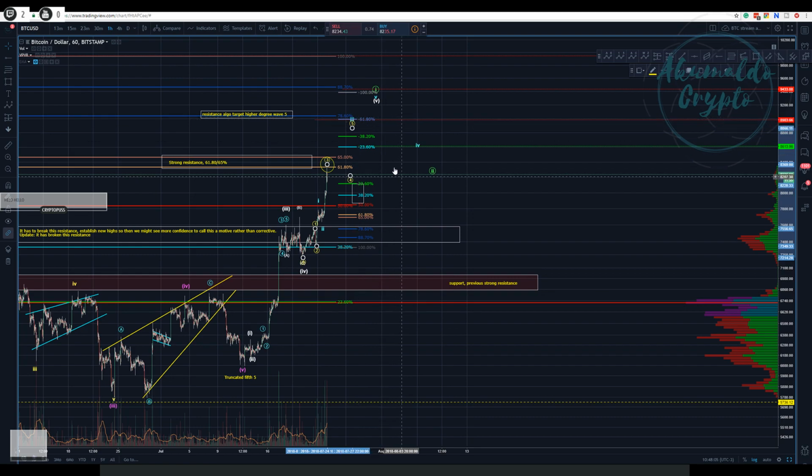Okay, and why is that? Because we haven't put in this third wave here of a higher degree. Okay, remember, wave 3 is the most likely to be extended. If we have this wave here, this wave 3, and it has not finished yet, so we need to wait. It's probably gonna get to, I don't know, almost 9K. Okay, and we have here resistance algo target of a higher degree, wave 5.